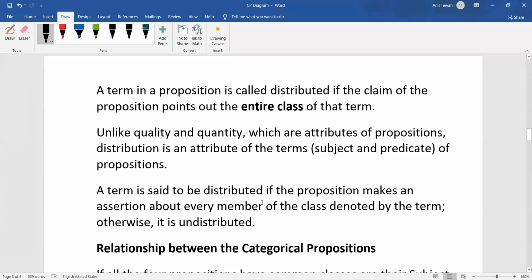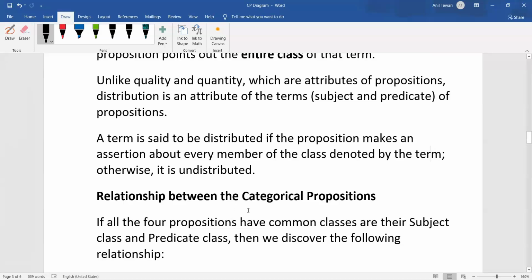I proposition does not make any claim regarding the entire or every member of the subject class. And O proposition says that some members of the subject class are excluded from the entire P class. So we are referring to all the members of P class, and by that reference we are excluding some members of the subject class from the entire P class. So the reference is made to the entire P class. That is why the predicate term is called distributed in O proposition.